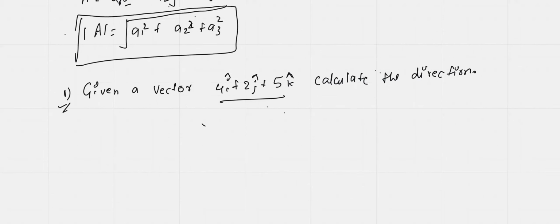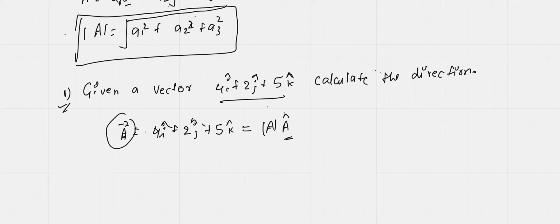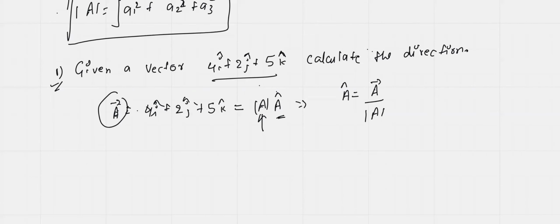So this is my vector, which is represented in the form 4i plus 2j plus 5k. This whole thing can be represented as two things, a magnitude times a unit vector. I have to calculate this unit vector. How can I calculate this? You know very well: if I divide a vector by its magnitude, I am going to get a unit vector, a cap, right? So what is the magnitude in this particular case?